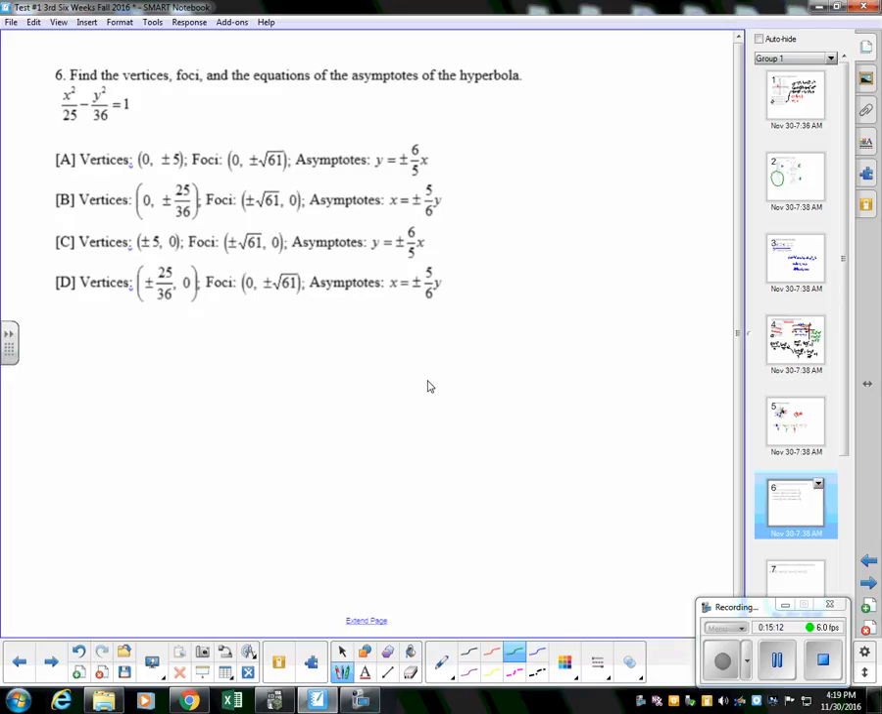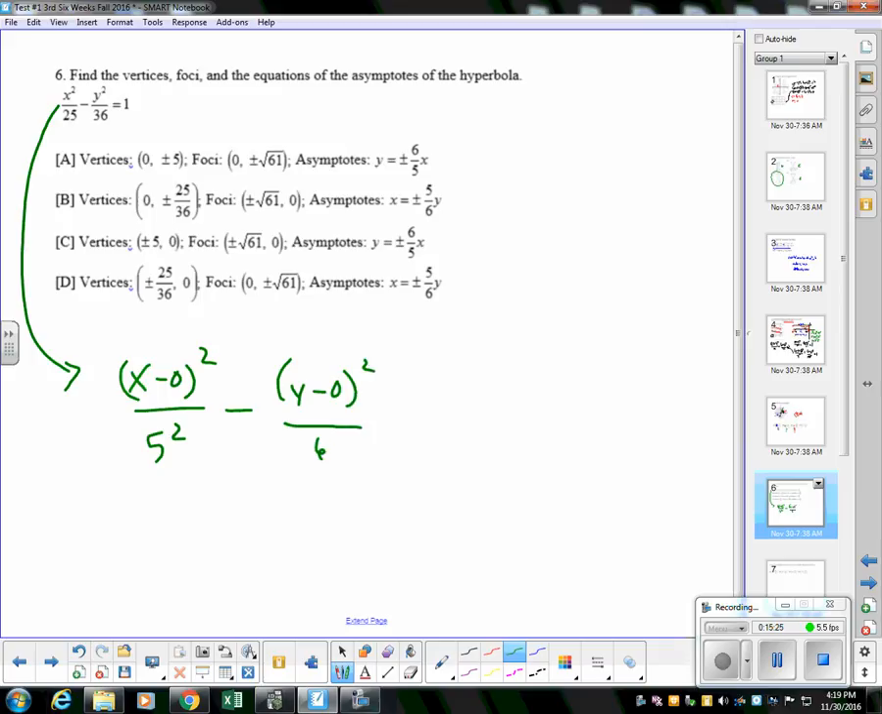Now, if I take this equation right here and rewrite it, really what I have is x minus 0 squared over 5 squared minus y minus 0 squared over 6 squared is equal to 1.